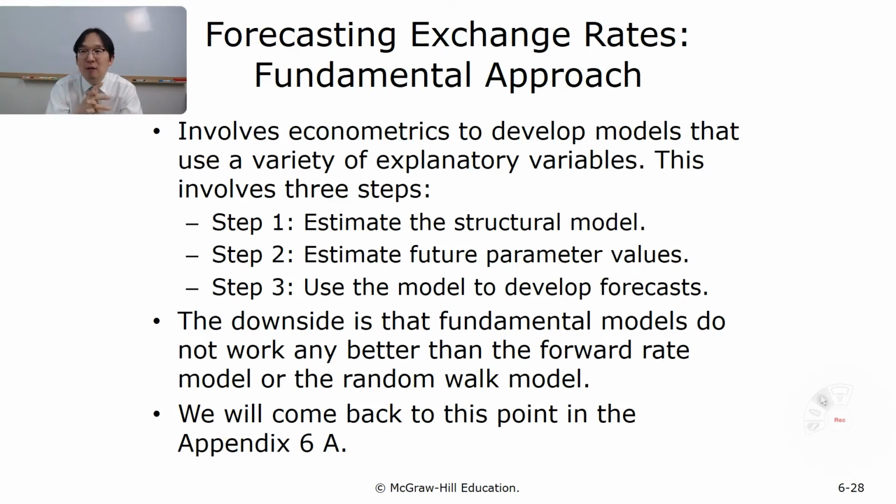Presumably, we have a stereotype that those guys are good at economics and they should be the strong believers in economics, but they're not. The economists, what they claim is even stronger. That's why, okay? In efficient market hypothesis, right? So fundamental approach, what is it? It involves econometrics to develop models that use a variety of explanatory variables.